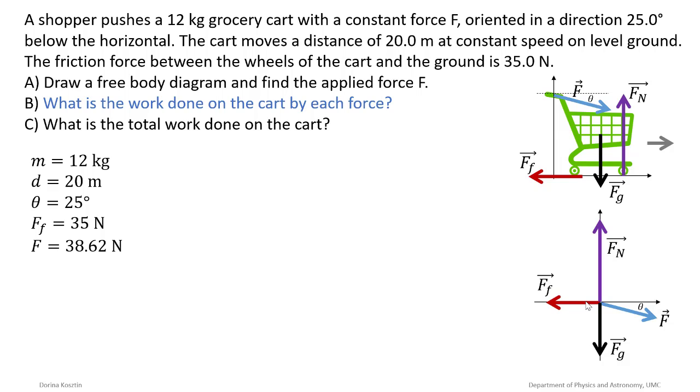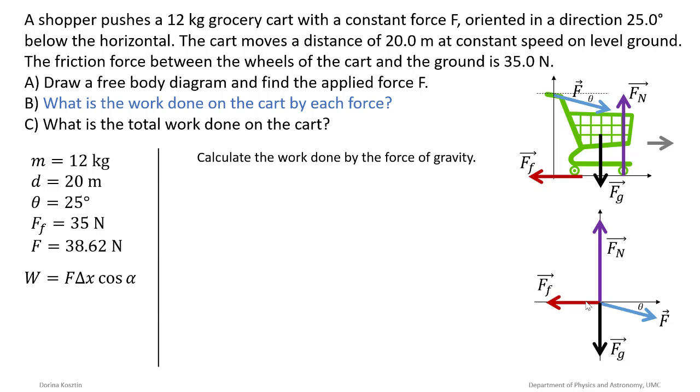The force of friction is 35 newtons, and in part A of the problem we found that the force F applied to the cart is 38.62 newtons. We need to find the work done on the cart by each one of those four forces. Well, all forces are constant, therefore we can calculate the work done as the magnitude of the force multiplied by the displacement of the cart under the action of that force multiplied by cosine of the angle between the force and the displacement.